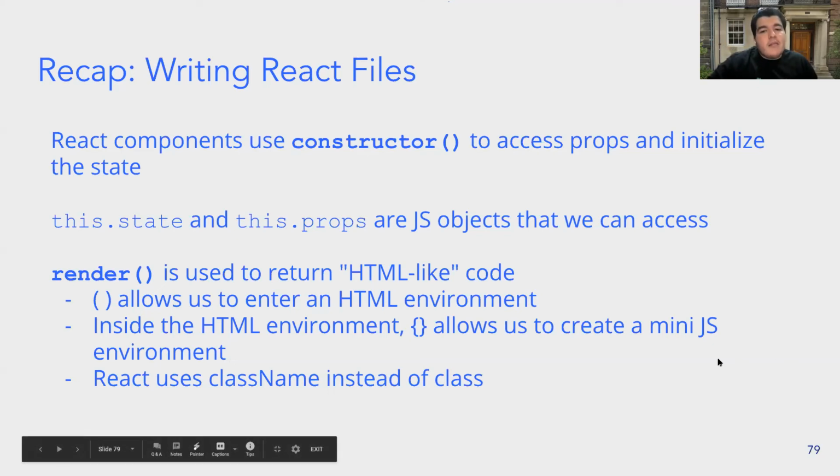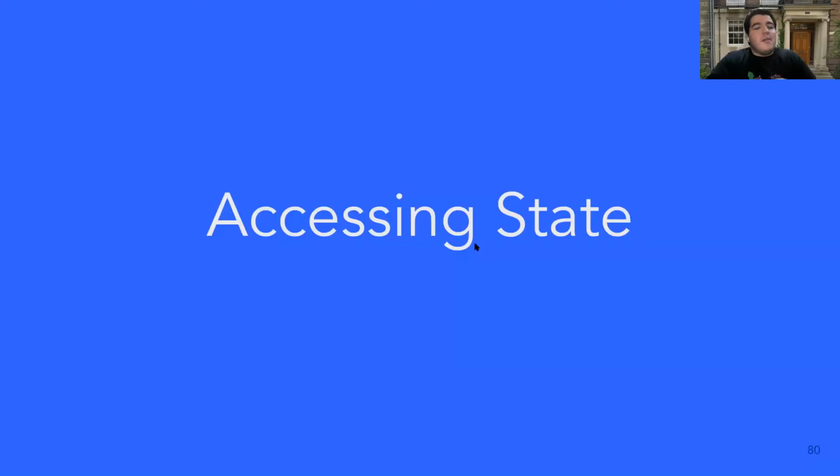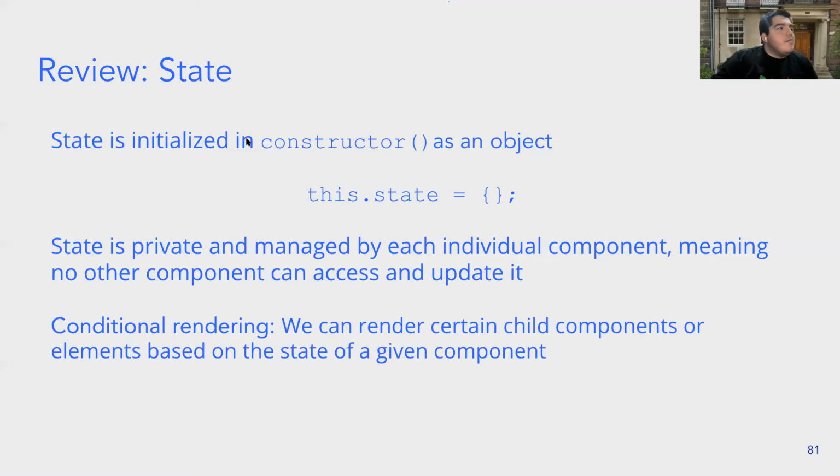So we've covered constructor, render, and props, right? Now let's talk about the final kind of trifecta, or whatever the fourth item is, state. So let's talk about accessing state. Remember we said state is just a variable that's contained inside our component. It's private to any other component, but inside your component, you can access it and you can maintain it. So it's initialized in the constructor as an object.